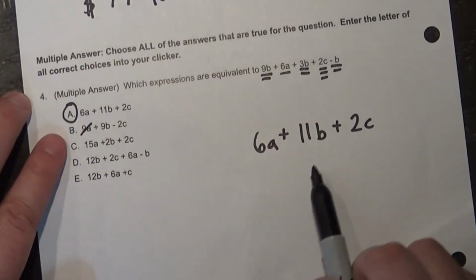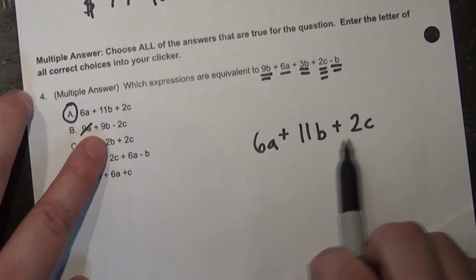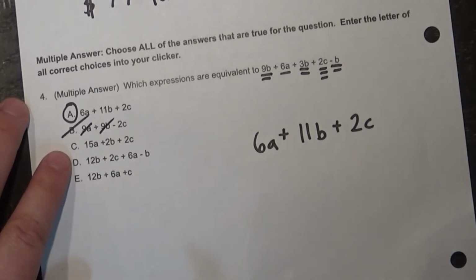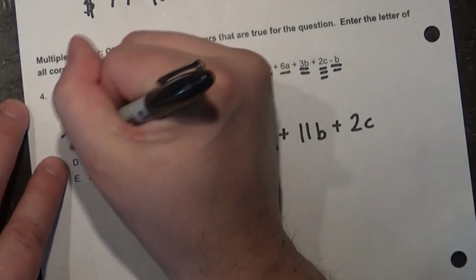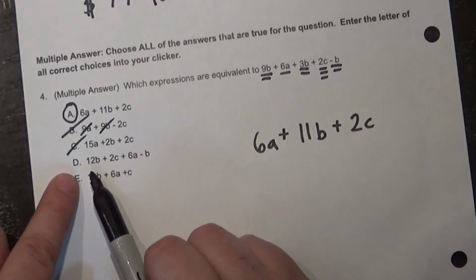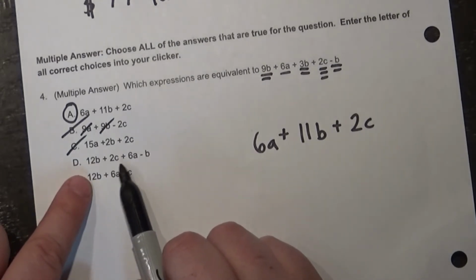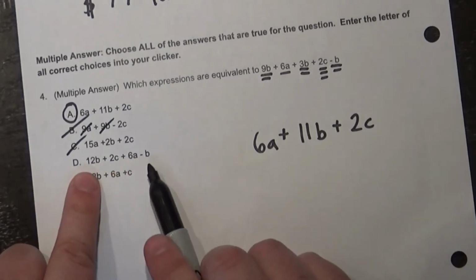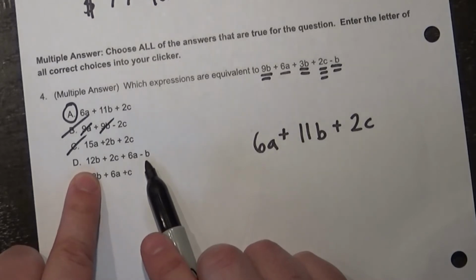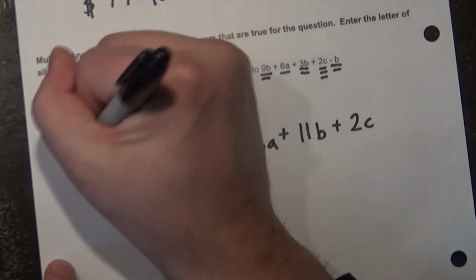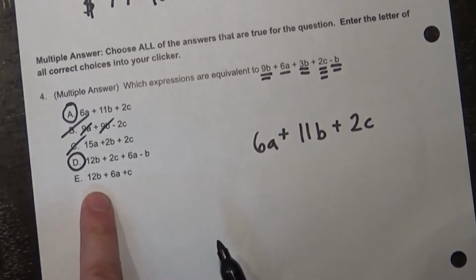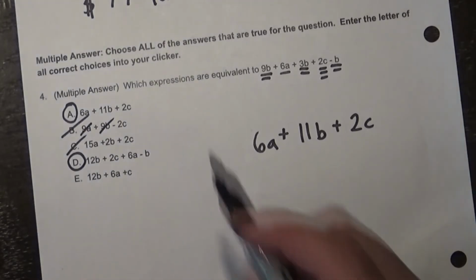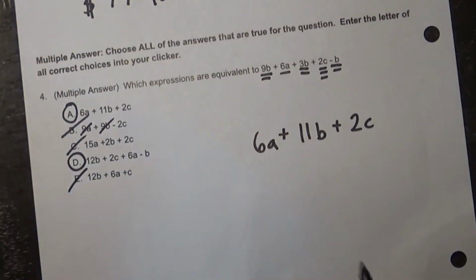I can verify also it can't be 9b, but it could be 2c, but any of these that are wrong, it's not going to work. Letter C says 15a. I know off the bat that's wrong. It's got to be 6a. Letter D says 12b plus 2c plus 6a. Well, it does have 6a, okay? It does have 2c, then it has 12b minus b. Well, 12b minus b would be 11b, which is exactly what I have here. So D works out. And then letter E says 12b plus 6a plus c. Yeah, that's not quite what I have either. Does not work out. So my answers here are A and D.